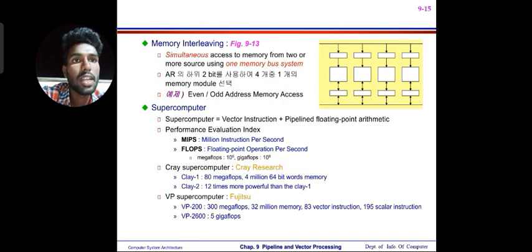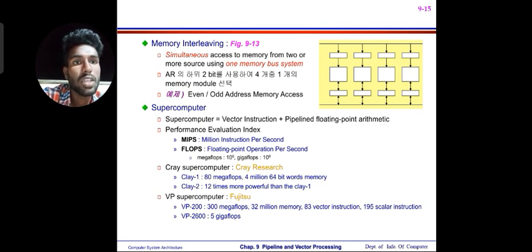Memory interleaving: simultaneous access to memory from 2 or more sources using one memory bus system. Even and odd address memory access. Show the diagram. Supercomputer equal to vector instruction plus pipelined floating point arithmetic.